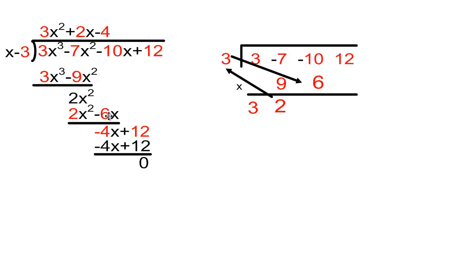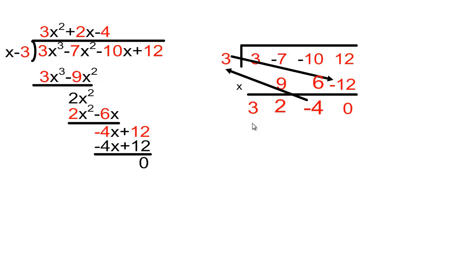Notice that that's not much different than the way we got the 6 over here. Instead of subtracting negative 6 from negative 10, we're just going to be adding the 6 because, like I said, this is a positive 3, not a negative 3. So we end up with a negative 4. Now we're going to do exactly the same thing. We're going to multiply negative 4 by 3. The result is negative 12. And when I add these two, I get 0, which means I have a 0 remainder.